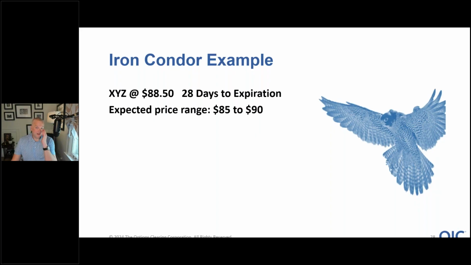Stock's trading 88 half, 28 days to expiration, and you might have a theoretical idea that this stock's staying between 85 and 90 until it expires. You might think there's resistance at 90 to the upside, there's support at 85 to the downside. Some people like to look at charts and see support and resistance levels and decide that this range is where the stock's going to be for the next 28 days. And if that's the case, this could be a perfect way to express that idea.